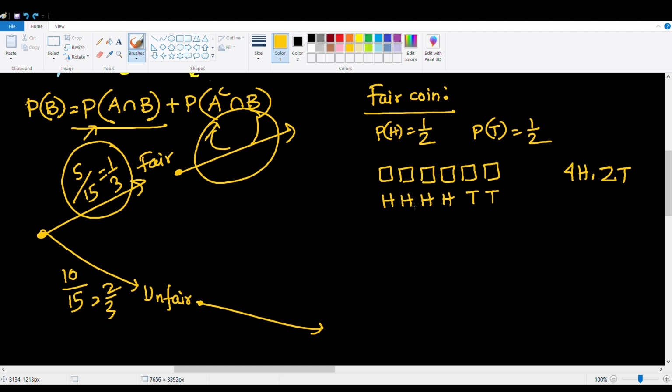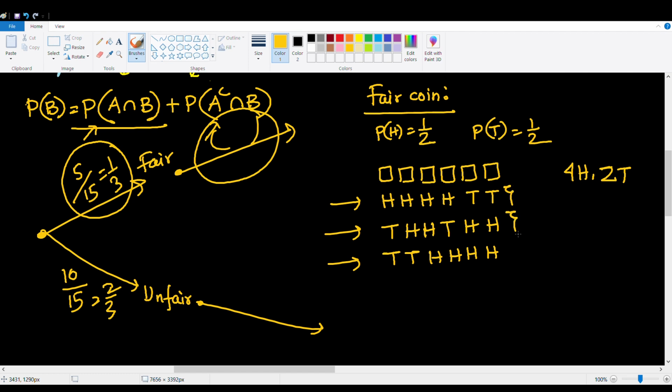This configuration actually satisfies my condition because there are 4H and 2T here, and there are some more configurations like T, H, H, T, H, H. So it also has 4H and 2T here, and there are many configurations. Now we are going to determine the probability for each of these cases or configurations, and finally add all of these probabilities to determine our result.